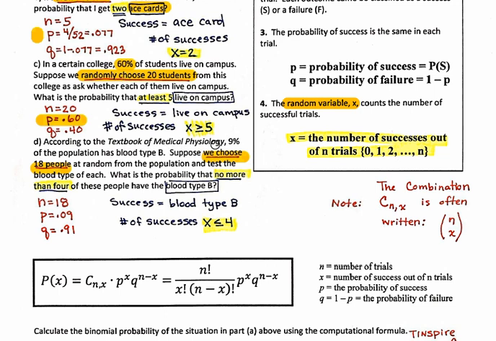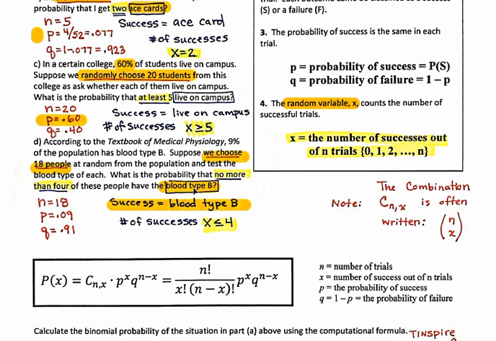According to the textbook of medical physiology, 9% of the population has blood type B. Suppose we choose 18 people at random from the population and test the blood type of each. What's the probability that no more than 4 of these people have blood type B? All right, we are counting people with blood type B, which means that success is blood type B. I'm taking 18 people at random. That's my n value. 9% have blood type B, so the probability of success is 9%, which means the probability of failure is 91%. Those add up to 100.